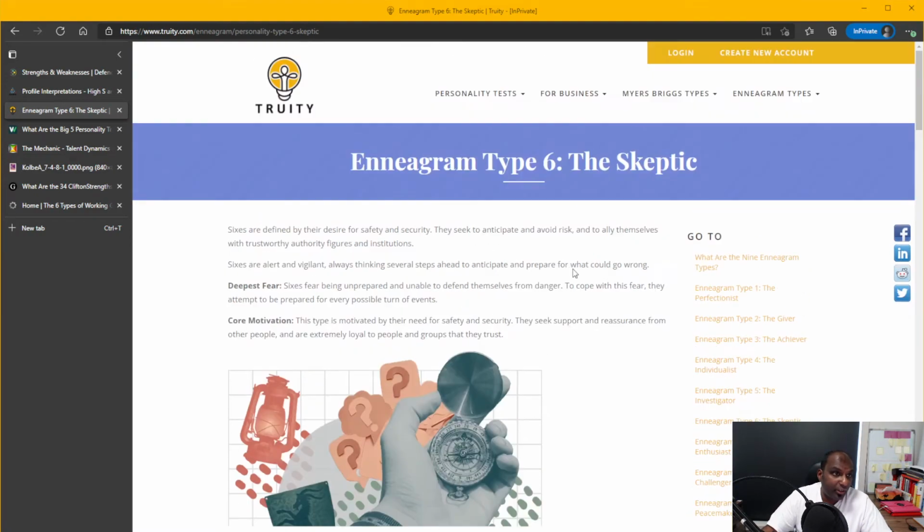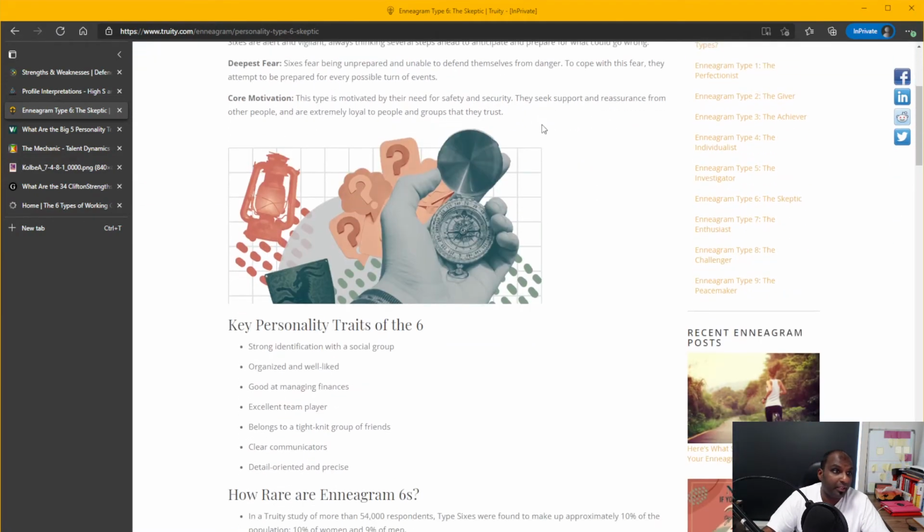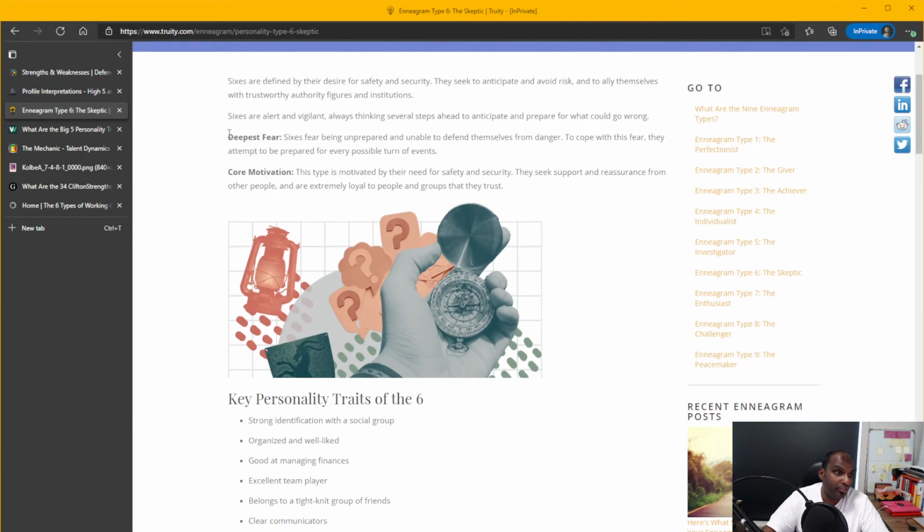So in Enneagram, I've actually just picked up type 6. And again, here you can see the deepest fear in this case is fear of being unprepared and unable to defend themselves from danger. So danger, you might think, oh, it's a subjective thing. But in a situation where you're being asked to make a decision without all the information, that is in some sense danger for you. And you're unprepared.